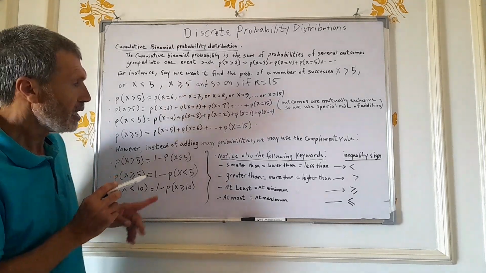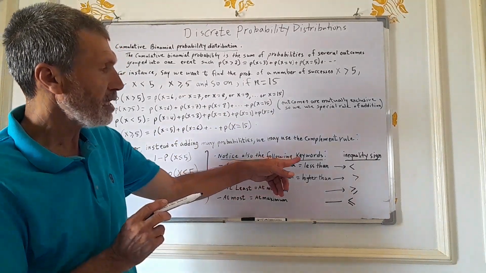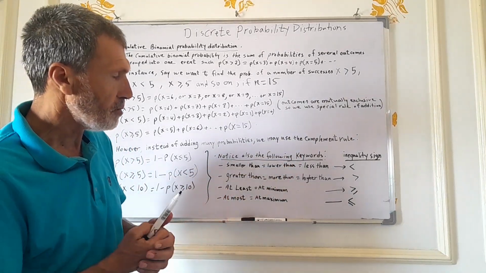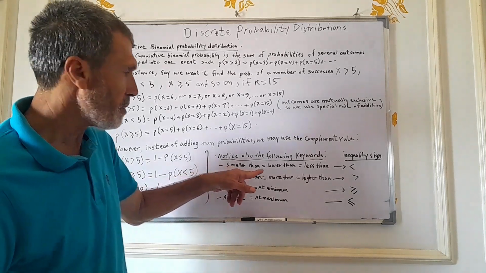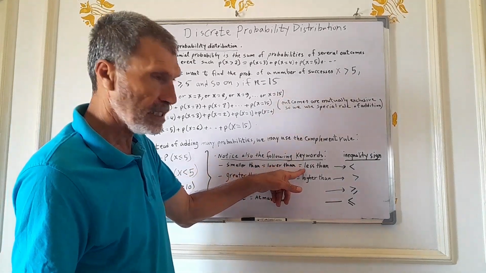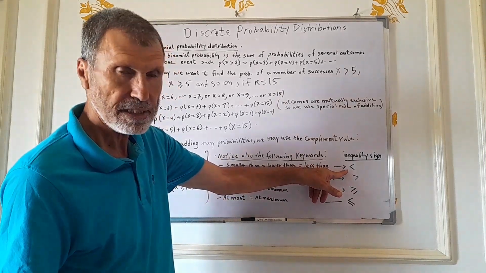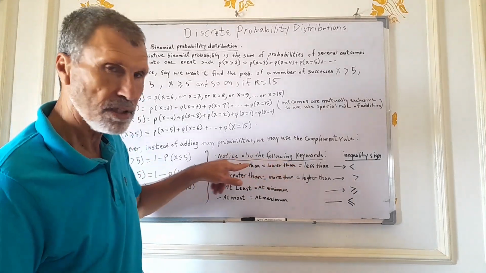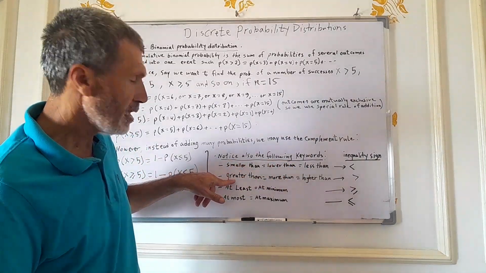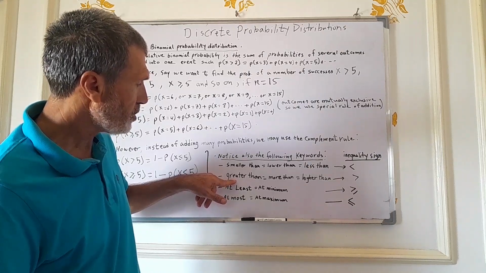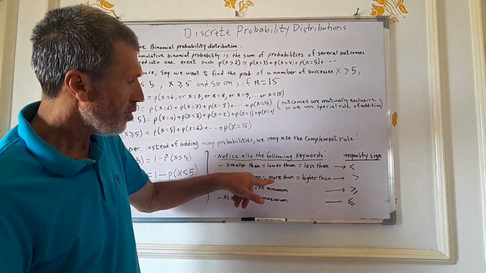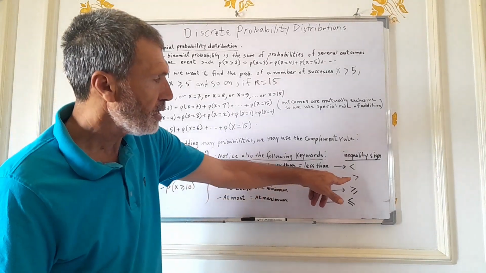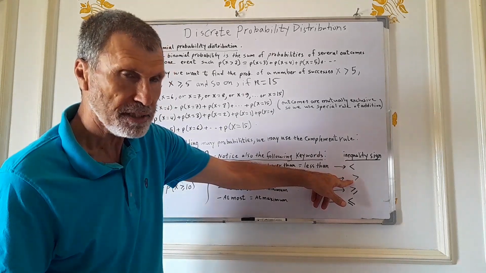Okay? For instance, notice the following keywords when you encounter them in any problem. Smaller than is the same as lower than, which is the same as less than. So we use this inequality sign to indicate these types of keywords. If you see terms like greater than, or more than, or higher than in a problem, these mean the same thing, and they mean greater than. This inequality sign, greater than.